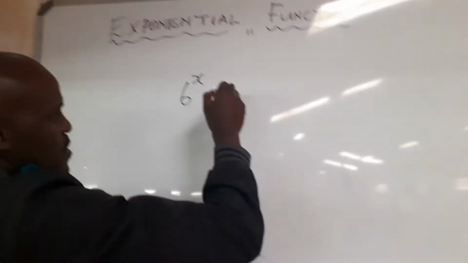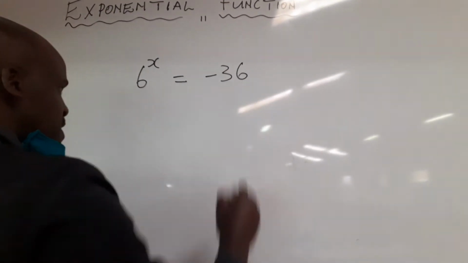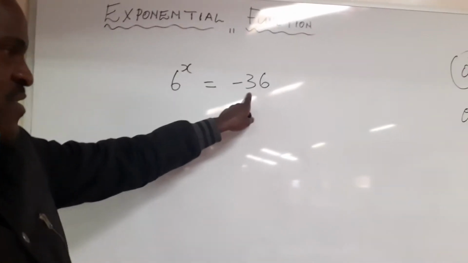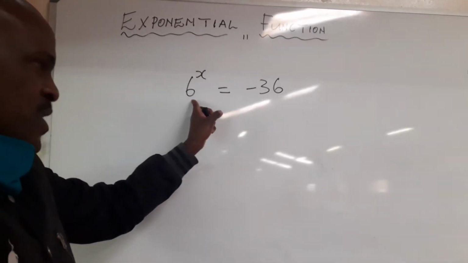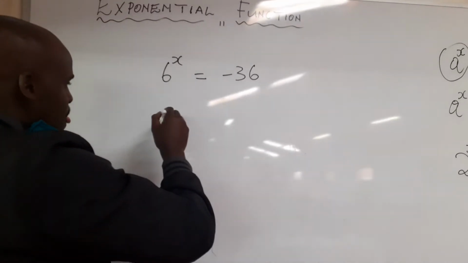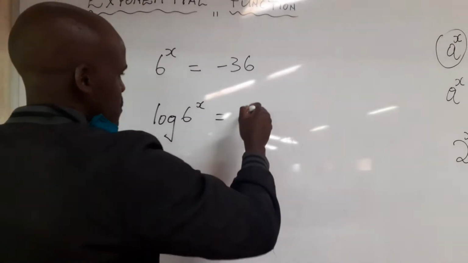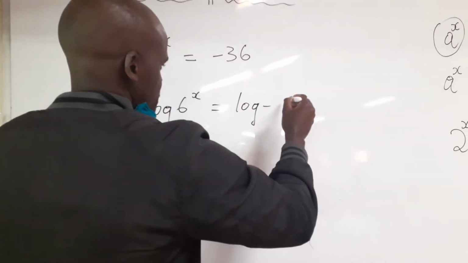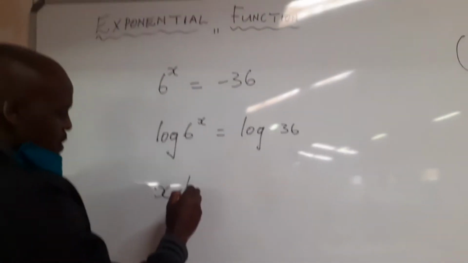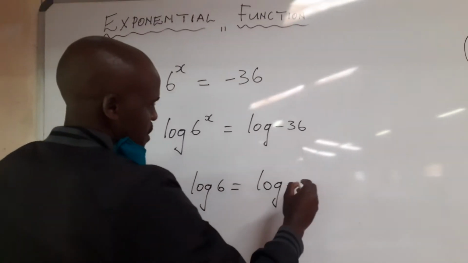Now, let's look at this one. We have 6 exponent x is equal to negative 36. We are to solve for x. There is no way to change this to have the same base as that one. But then let's say you are to introduce the log to solve that x. It's log 6 exponent x is equal to log negative 36. It's x log 6 equals log negative 36.